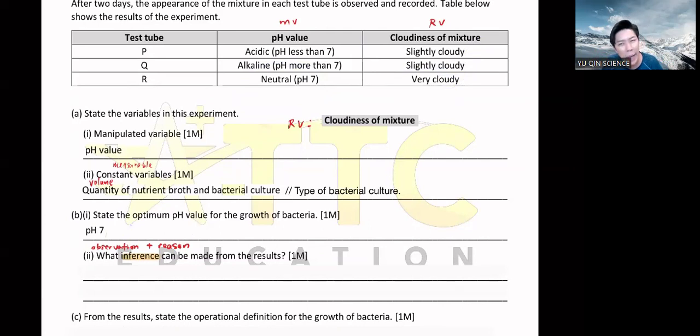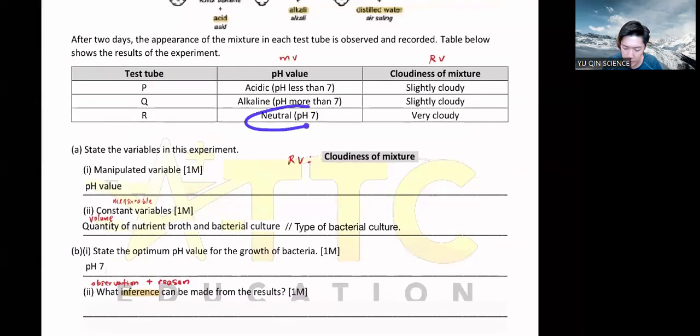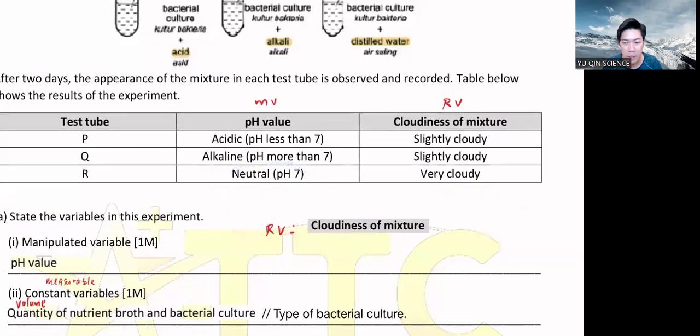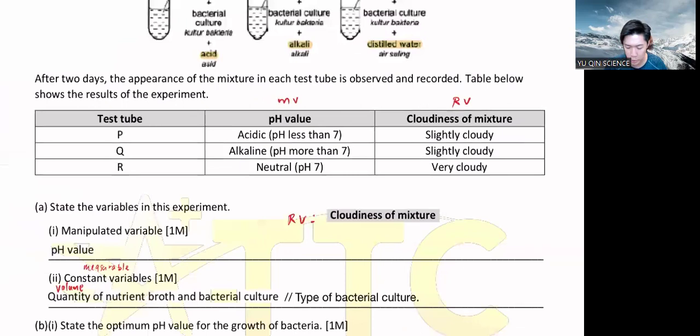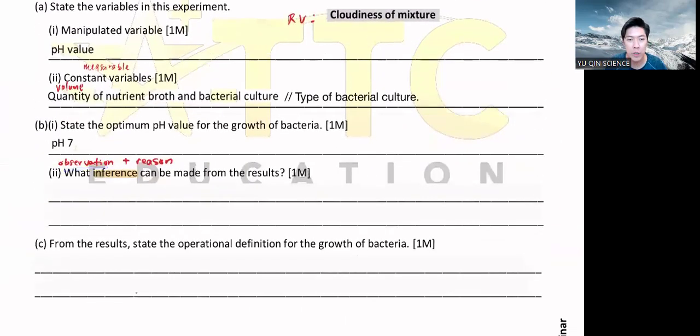Then you have to add on why. So your observation is pH 7 very cloudy, right? Because why? Why is 7 very cloudy? Because 7 is the best pH. They like it a lot, so they grow a lot at that pH value. So we want to say pH 7 is cloudy because the bacteria grow a lot in the experiment, or bacteria grow rapidly in the neutral condition. So that's the reasoning behind it, but you must always first start with your observation.